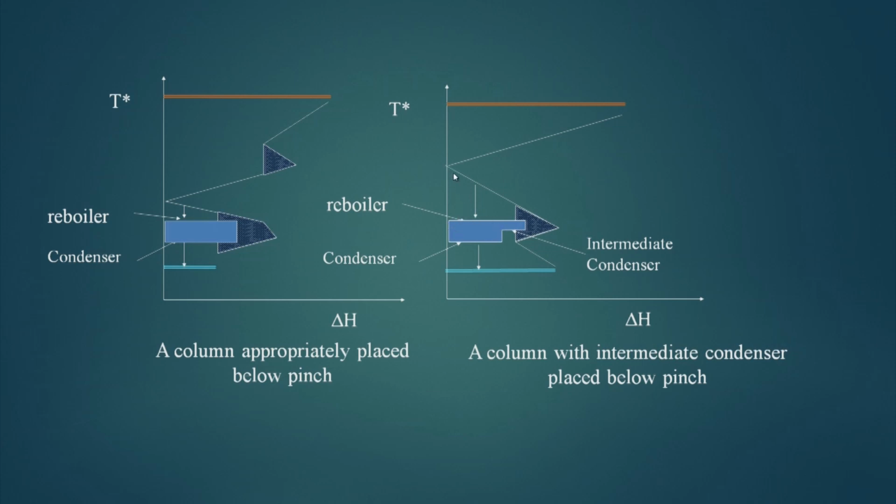So, the heat from this to this is coming to this area, and then this part of the heat goes to this cooling water, this part of the heat goes to this cooling water, and for this small part the heat is coming from above, this to this, and this part of the heat goes to these process streams from here to here. So, this shows a feasible integration of a distillation column below the pinch area.